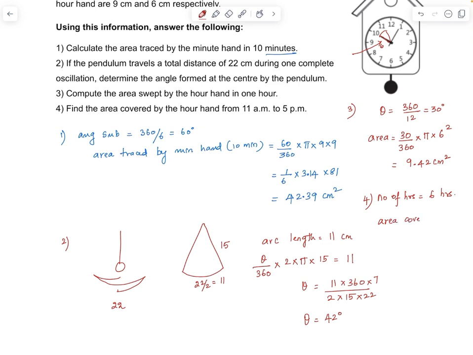Area covered in 1 hour is equal to 9.42. Therefore, area covered in 6 hours will be 6 times 9.42, which is 56.52 centimeters square.